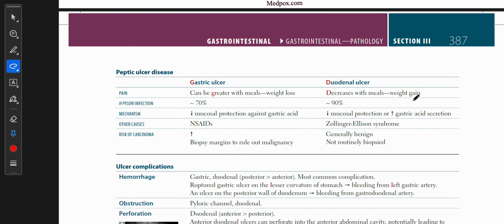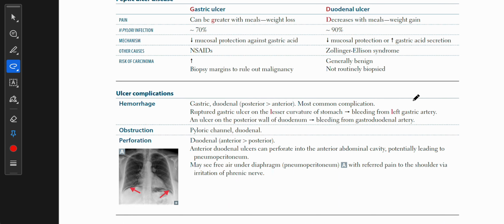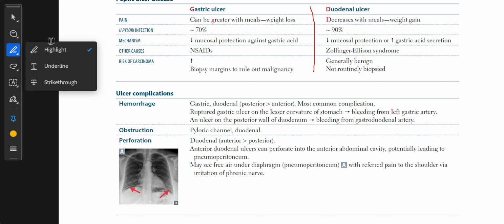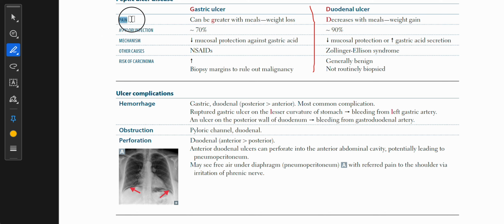So let's go to peptic ulcer disease. There are two types of peptic ulcer disease. One of them is gastric ulcer, then the other is duodenal ulcer. The pain of gastric ulcer can be greater with meals and weight loss, while it decreases with meals in duodenal ulcer. H. pylori infection is present in 70% of gastric ulcer cases and 90% of duodenal ulcer cases. The mechanism is a decrease in mucosal protection against gastric acid, or an increase in gastric acid secretion.